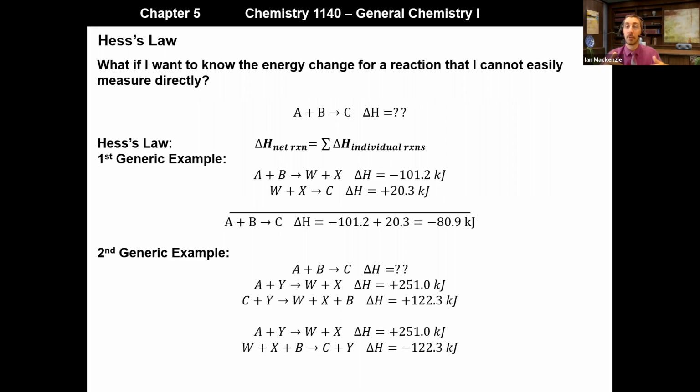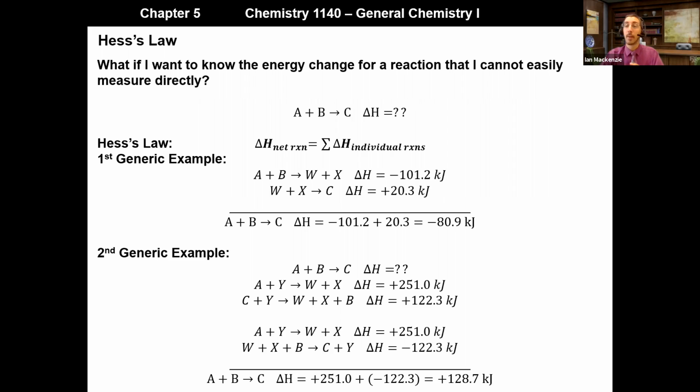Now, if I sum up those equations, I'll have A plus Y plus W plus X plus B on the left side, and W plus X plus C plus Y on the product side. Well, W, X, and Y will all cancel out, and I will be left simply with A plus B goes to C. And now I can simply sum up those enthalpies, 251.0 plus negative 122.3, and I'll come out with the enthalpy for my net reaction as positive 128.7 kilojoules.